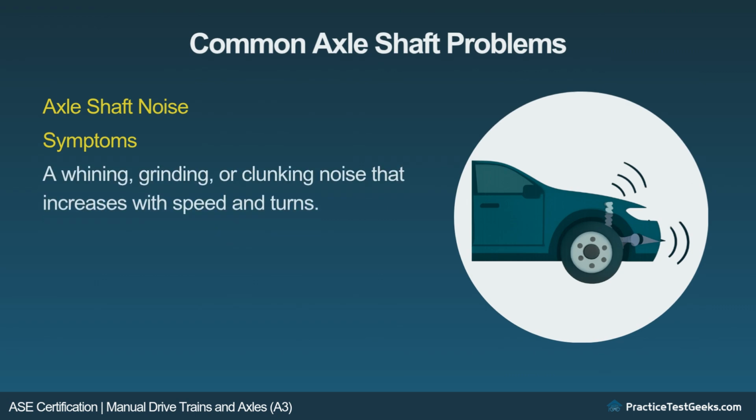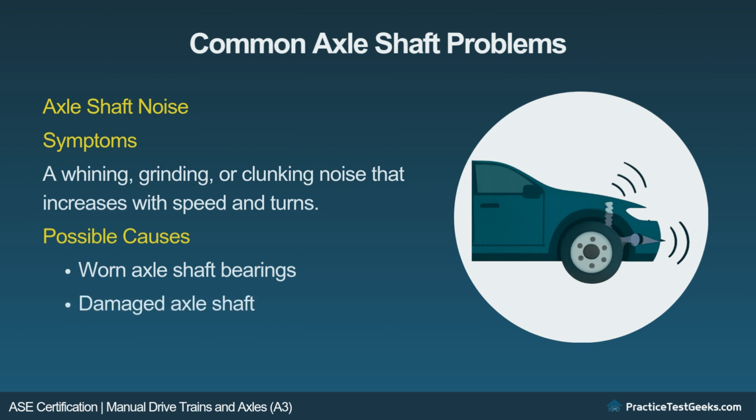Symptoms: a whining, grinding, or clunking noise that increases with speed and turns. Possible causes: worn axle shaft bearings. Bearings that support the axle shaft can wear out over time, leading to noise and vibration. Damaged axle shaft. A bent or damaged axle shaft can cause excessive vibration and noise during driving.